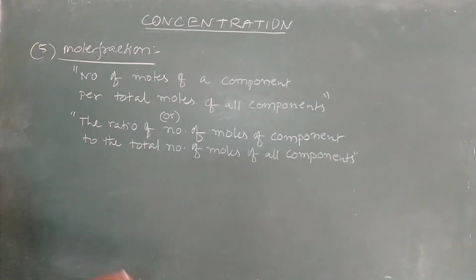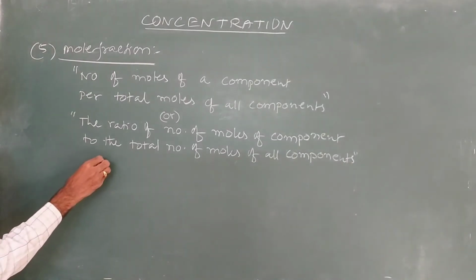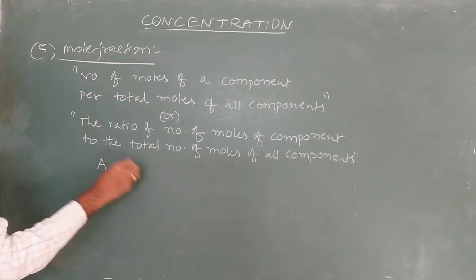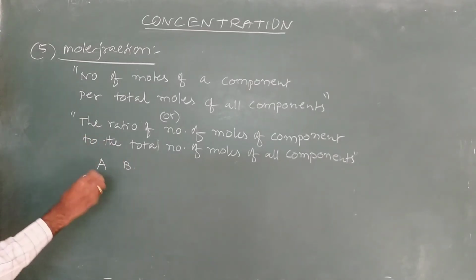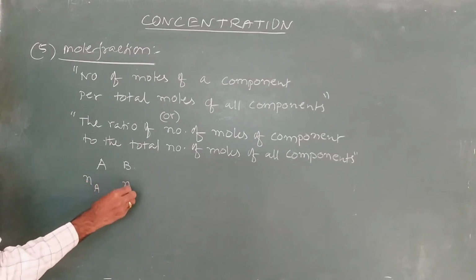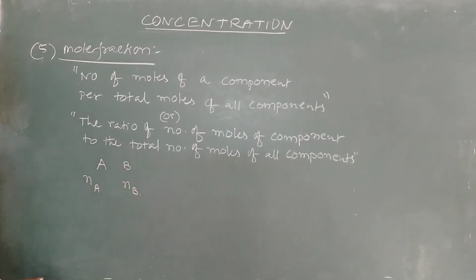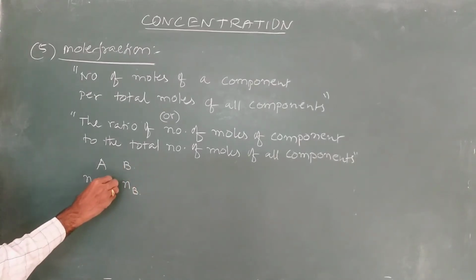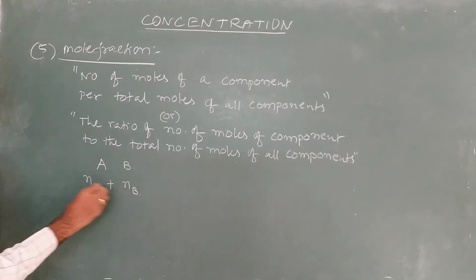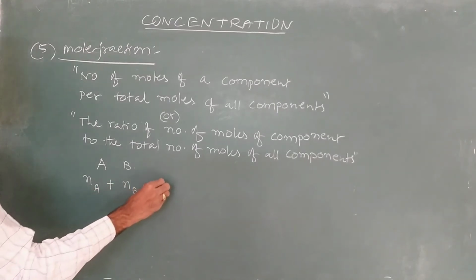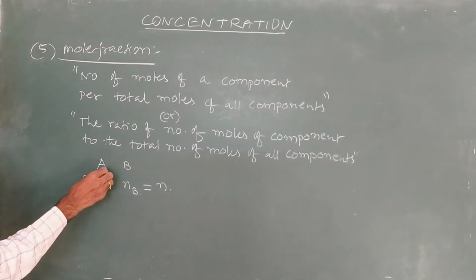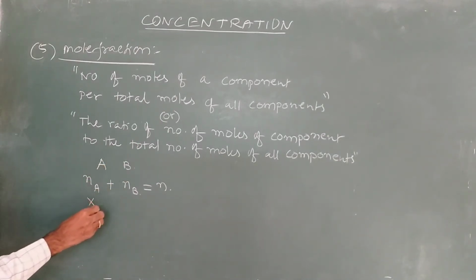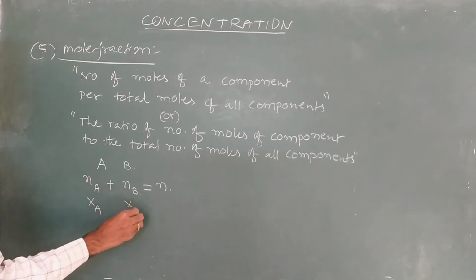Now let us suppose a binary solution is formed by mixing two components A and B. Let us say the number of moles of component A is Na and the number of moles of component B is Nb, and the total number of moles will be equal to Na plus Nb. Okay, so that is the total number of moles. Now the mole fraction of A is Xa and the mole fraction of B is Xb.